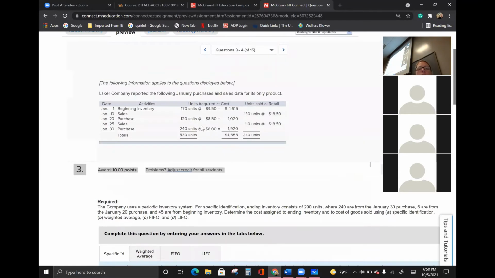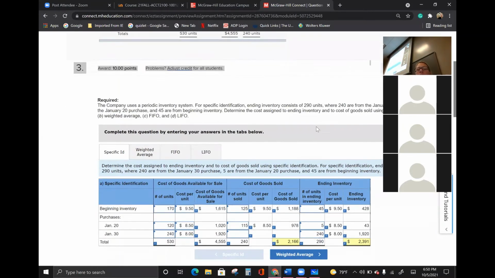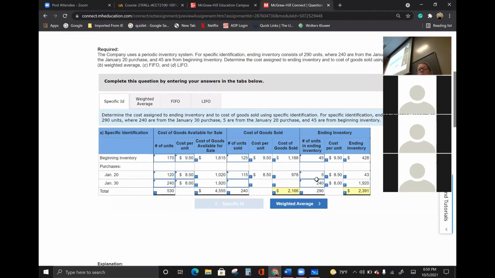So if we go back up here to the chart, it's got all the units here, and it's got how many you sold here, 240. So the difference between the 530 and the 240 is what I have left. That's the 290. Okay, so you understand how the chart's set up, how to calculate that number out. Specific identification is pretty easy because they tell you what's left. Let's start there and then back into what the cost of goods is for those units.